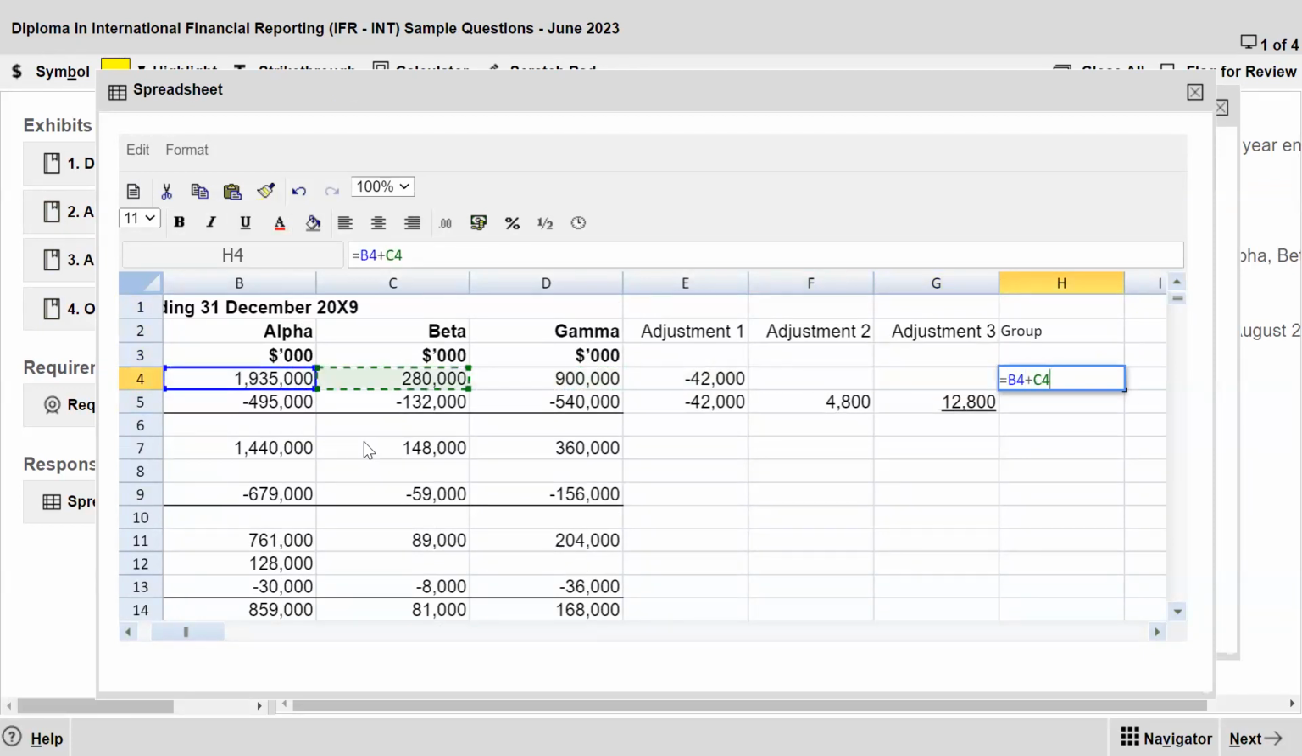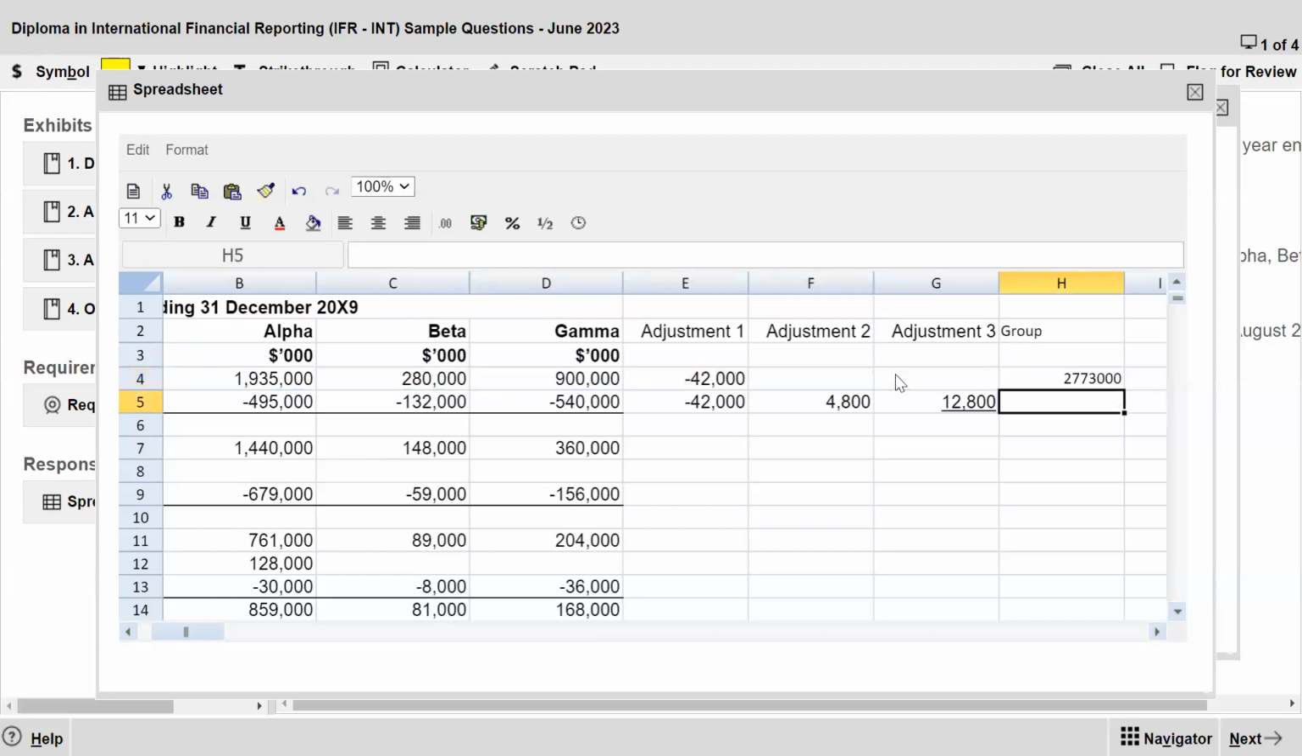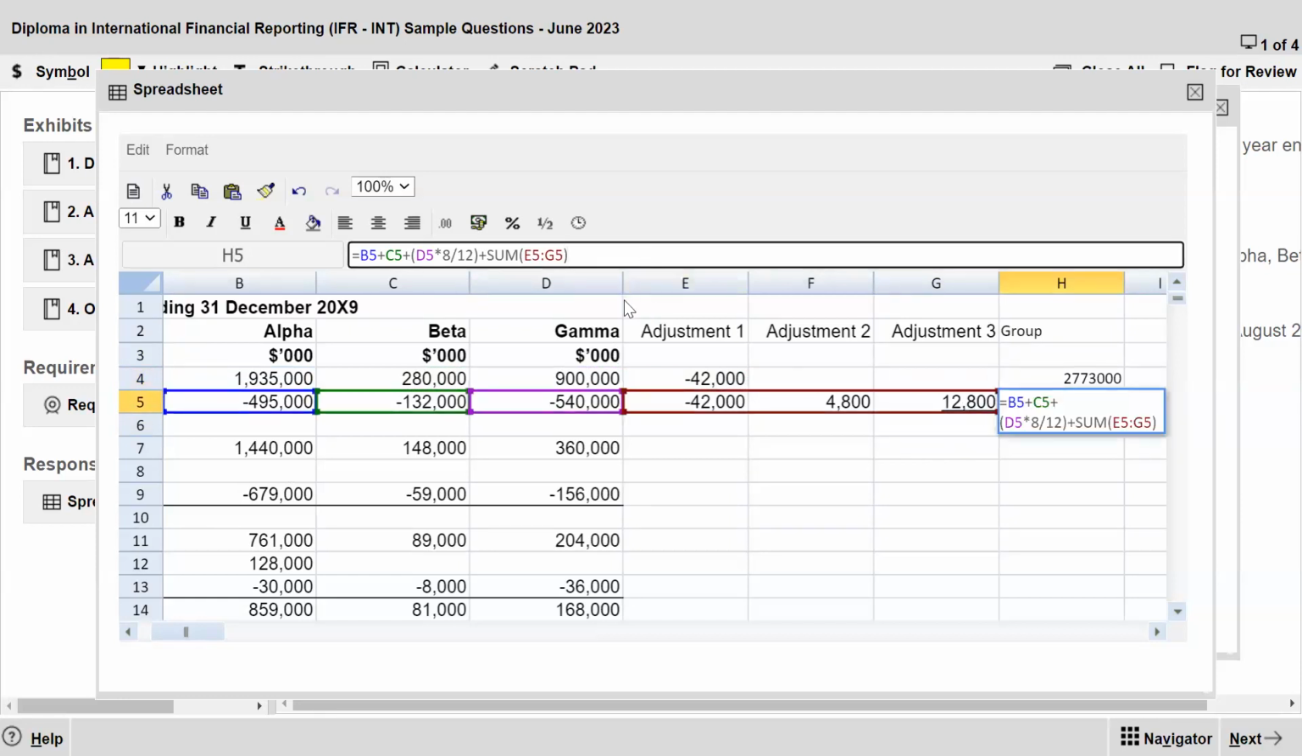Now, if we talk about the group accounts, it's going to be like this plus this plus, bracket open, this multiplied by 8 divided by 12, because it was a subsidiary for 8 months. So this is how it is going to be, but this is not ending here. Plus the sum of all these three adjustments. If I apply the same thing over here, I just need to check if the formula is correct or not.